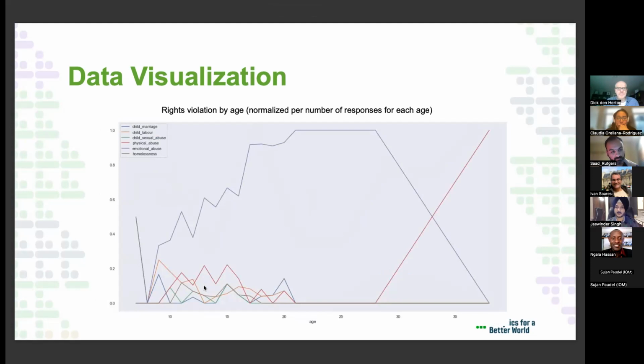The rights by violation by age. If we talk about physical harm and just the instances of being at risk, at high risk of any kind of abuse, that's again in that same age group of 10 to 19 is where it's the highest.